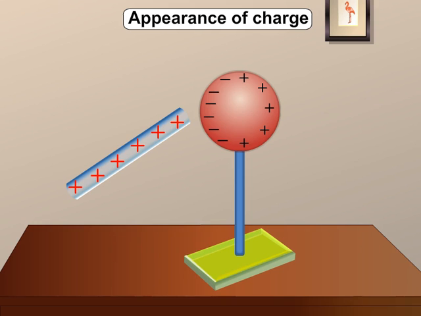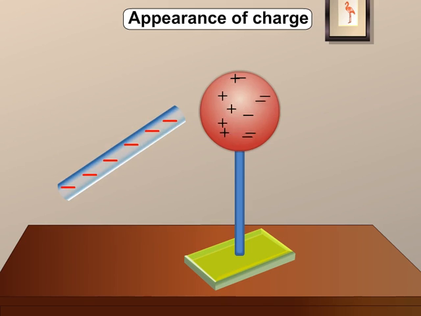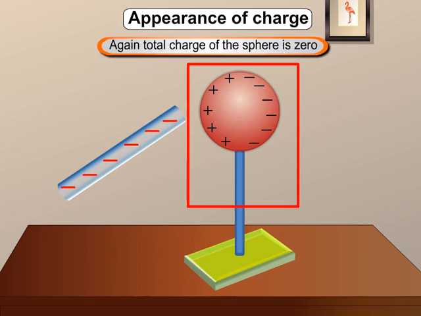If we change the positively charged rod with a negatively charged rod, in that case, again the total charge of the sphere is 0.